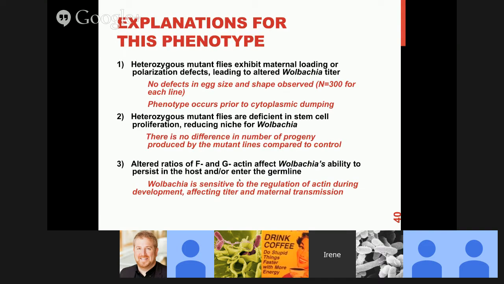So to get to the final explanation for this phenotype, we believe Wolbachia is sensitive to the regulation of actin during development, and this can affect titer and also maternal transmission.